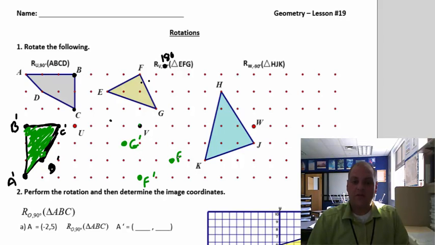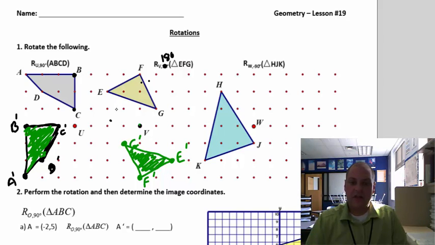There it is. So one point at a time is all you've got to do, guys. One point at a time. Make sure you label. Boom. There it is. There's our image of EFG after a rotation of 180.